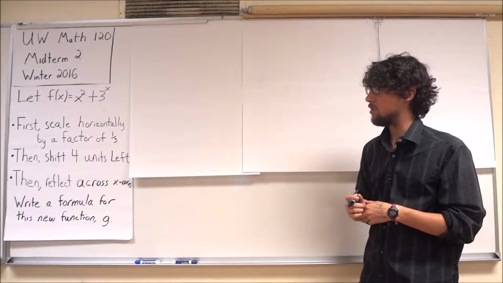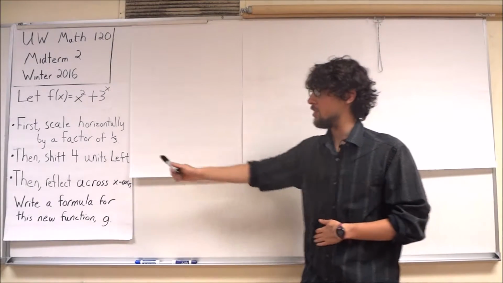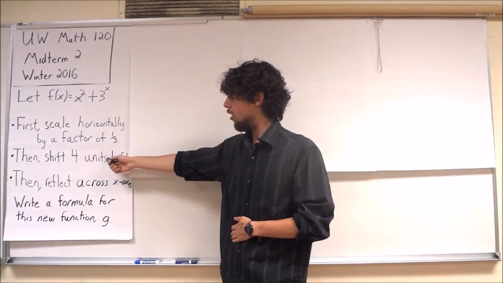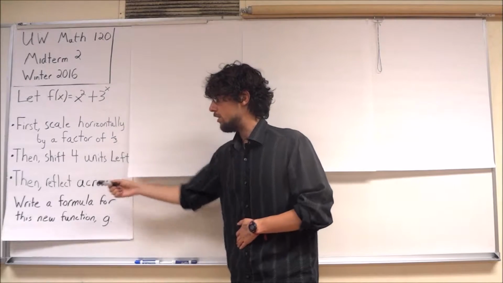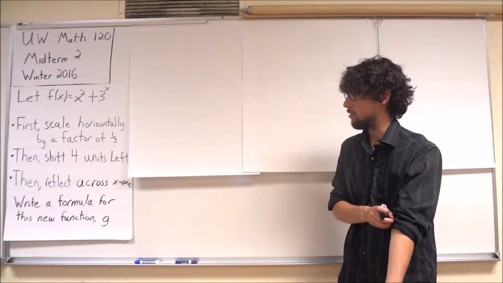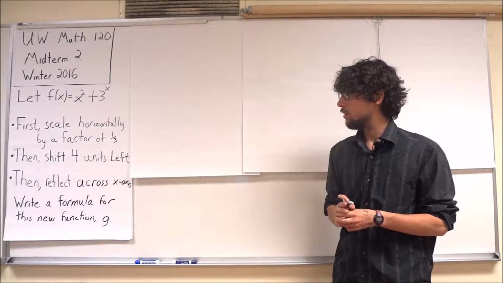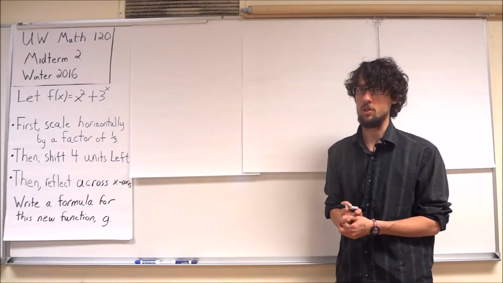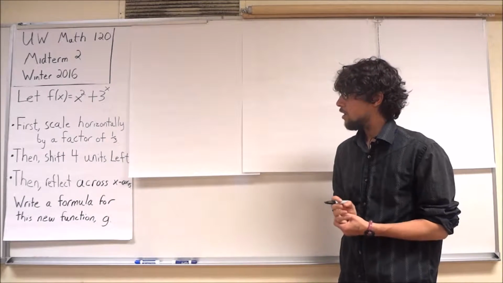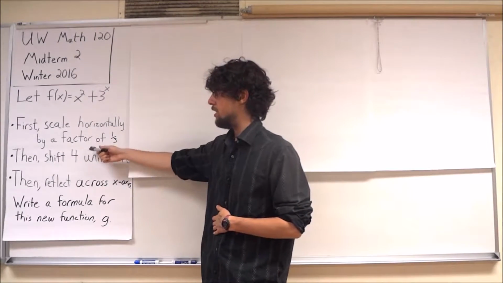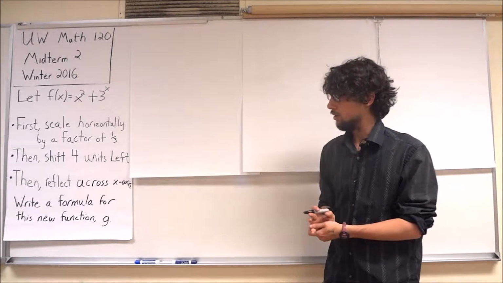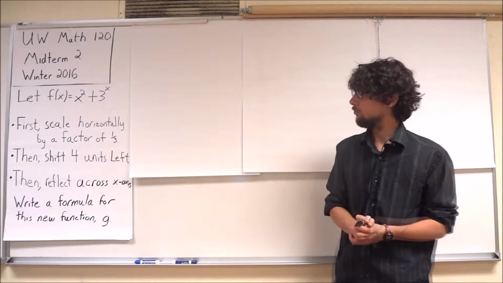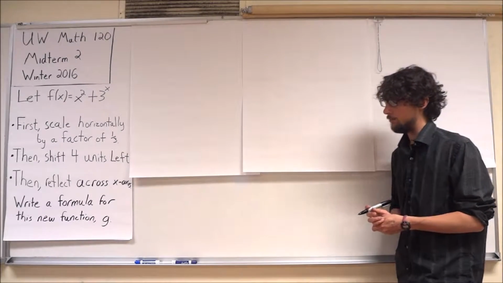So the 3 transformations we're asked to consider are first scaling horizontally by a factor of 1/3, then shifting our graph 4 units to the left, and finally reflecting across the x-axis. If you haven't already, pause the video and see how you do with managing these transformations on your own. So we'll first consider each of these shifts separately, and then afterwards go through and actually put them together. Okay, so let's go ahead and dive in.